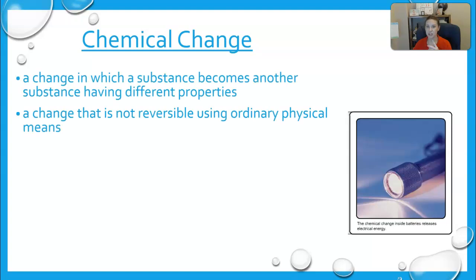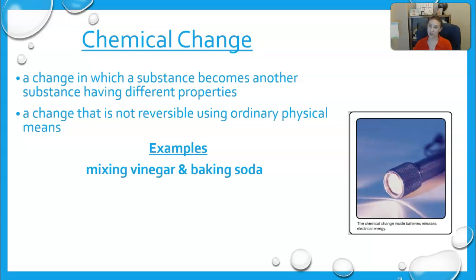Chemical changes are changes in which a substance becomes another substance and it has different properties, or it's a change that is not reversible through any ordinary physical means. We can't undo it once it happens. So examples are mixing vinegar and baking soda. Once we mix these things, we can't undo it. We can't take it back apart and have vinegar and baking soda again. Okay, once it's mixed, it's mixed.